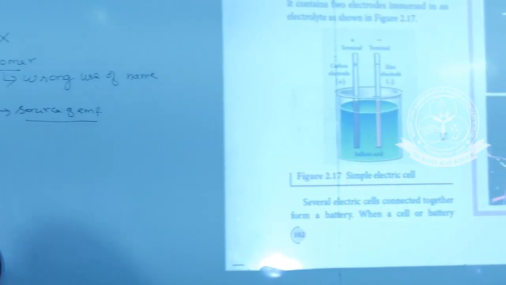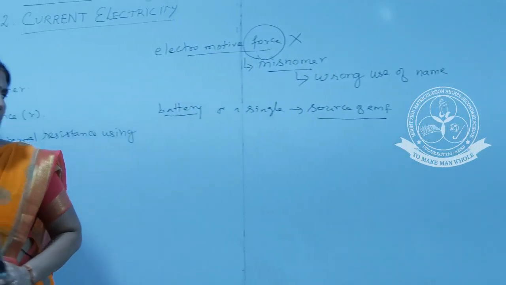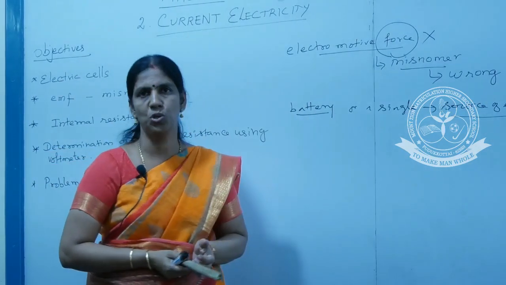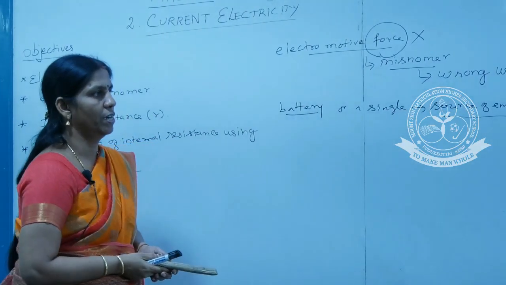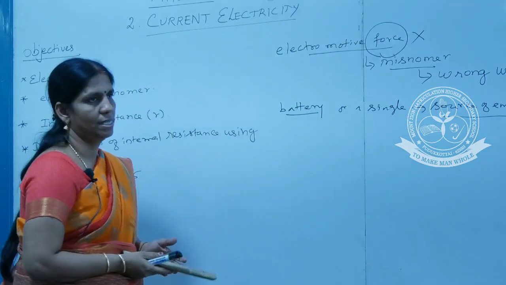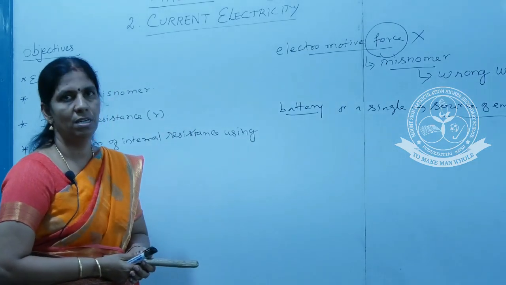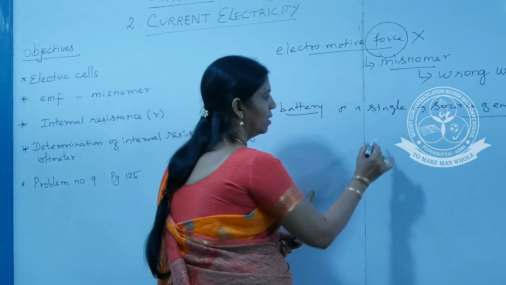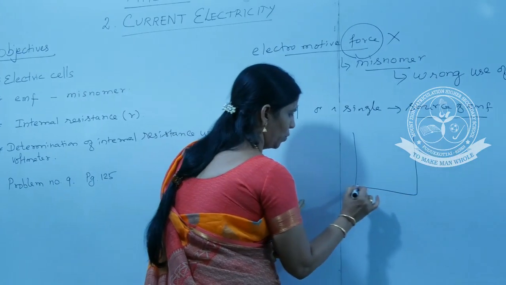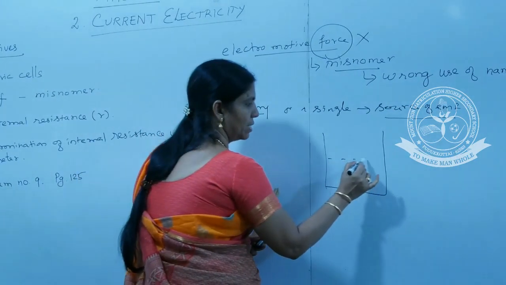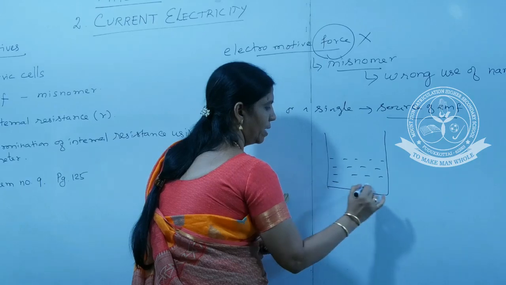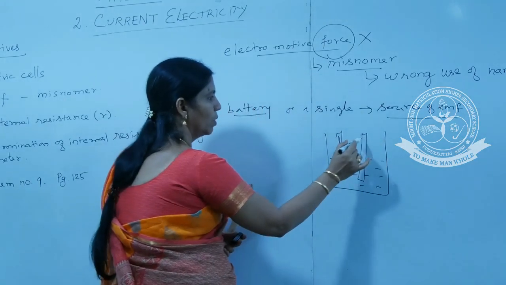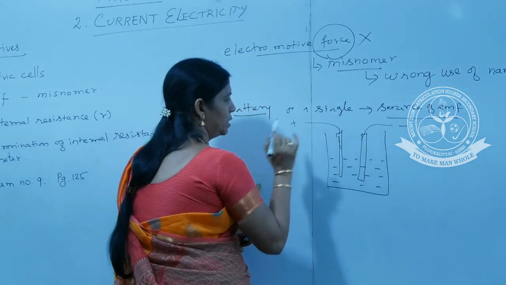Now, we come to the internal resistance. Internal resistance is usually denoted by the letter small r. In physics, we just remember internal resistance. Here we denote it with the letter small r. So, let us learn what is an internal resistance. Let us take a cell. You know very well, a cell consists of electrolyte and two electrodes. One is negative, another one is positive.